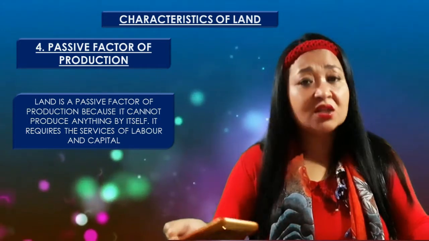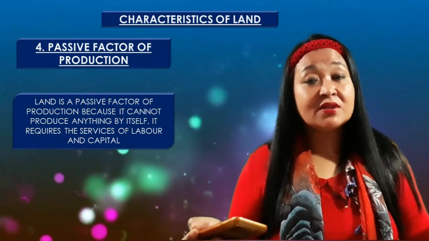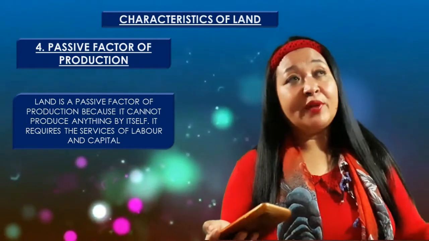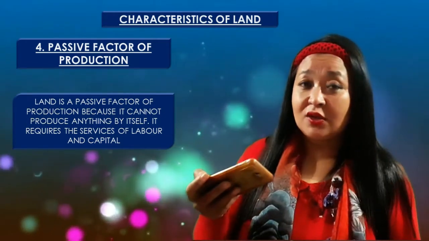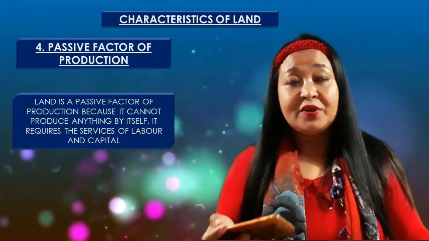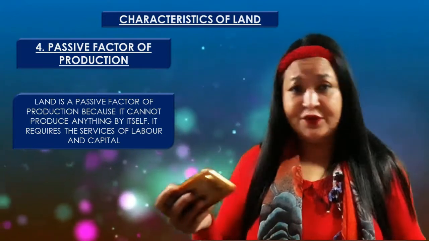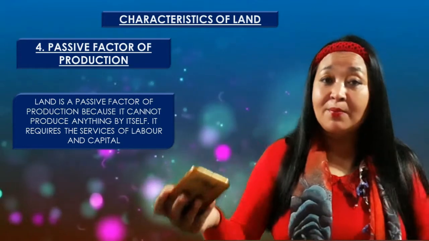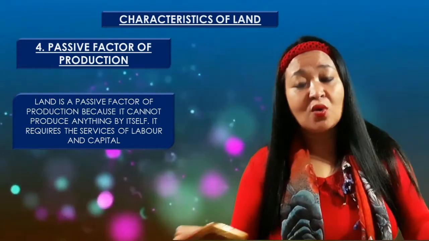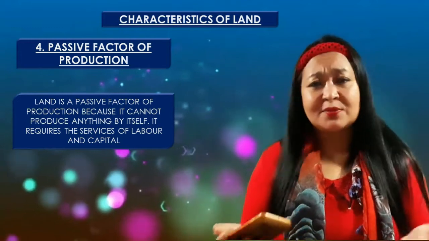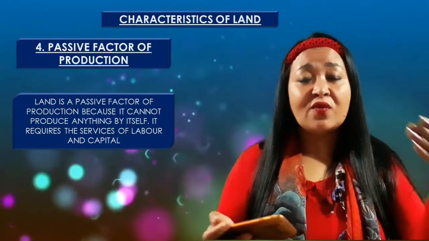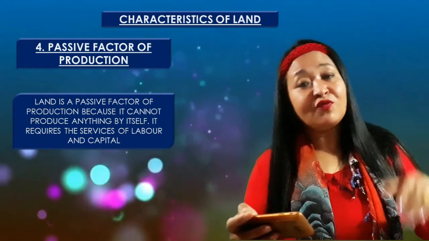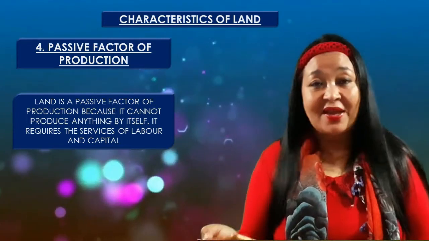Or to water or irrigate the land, you require the services of capital, like, for example, the plowing machine, etc., or the irrigating facilities, the pipelines or the pumps, the hand pumps, etc. All this comes under capital. So you require the assistance of either labor or capital for the land to be productive. So it's a passive factor of production. It cannot produce anything by itself.